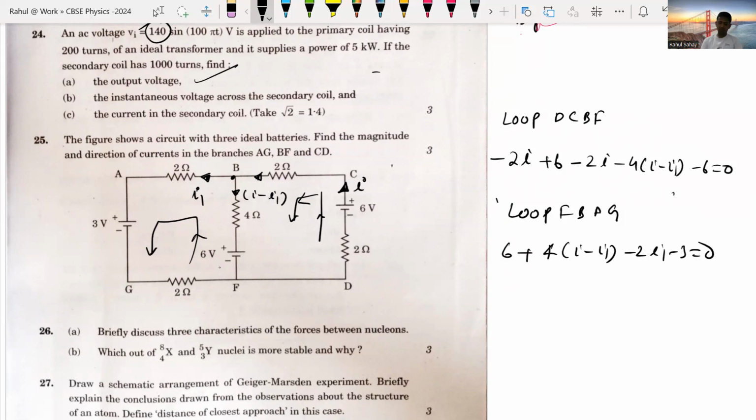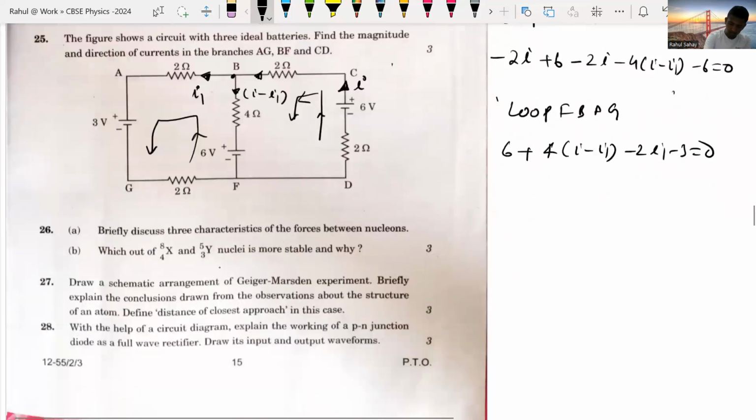Now, what is the nuclear force? The strongest nuclear force. You can write all the properties. Short range force. So these are very simple questions on nuclei. Coming to the next.